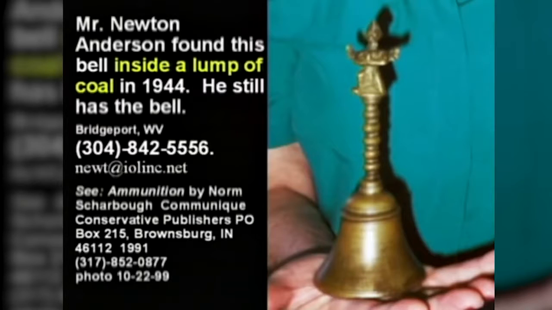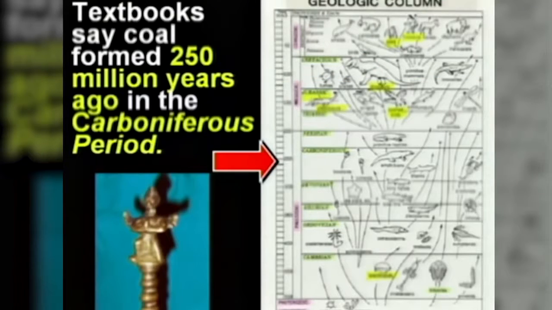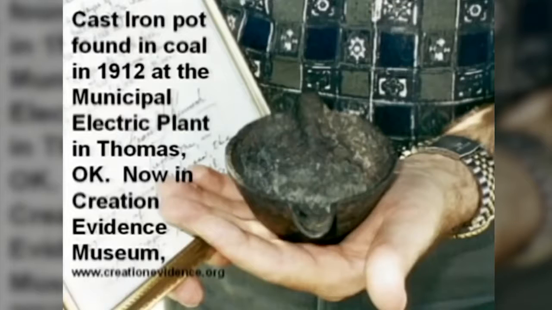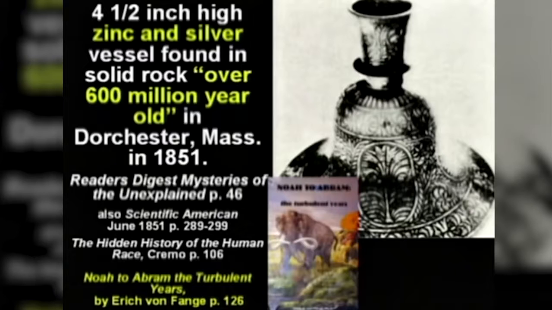This bell found inside a lump of coal. They knew about iron and metals before the flood came. They were extremely smart. You kids will be taught in school that the geologic column represents the history of the earth and that the Carboniferous era is when coal formed. That's baloney. Coal formed at the time of the flood because that world was buried. They found a gold chain inside a lump of coal back in 1881 in Illinois. This iron pot found inside a lump of coal. This thing found inside solid rock, supposed to be 600 million years old.